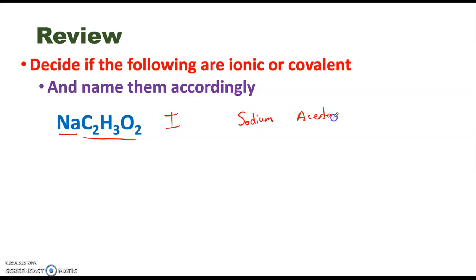acetate. And then don't forget, I have to double check, does sodium have more than one oxidation state? The answer is no, so I don't need Roman numerals. But if it did, I better put Roman numerals. I only put Roman numerals if it's ionic and if there's more than one oxidation state for the metal. So you have to meet both those criteria. In this case, sodium is only ever a +1, so no Roman numerals needed. I want you to give this one a shot.